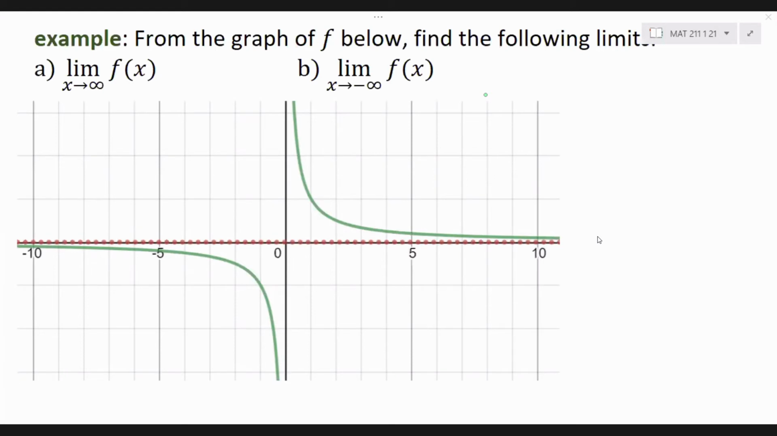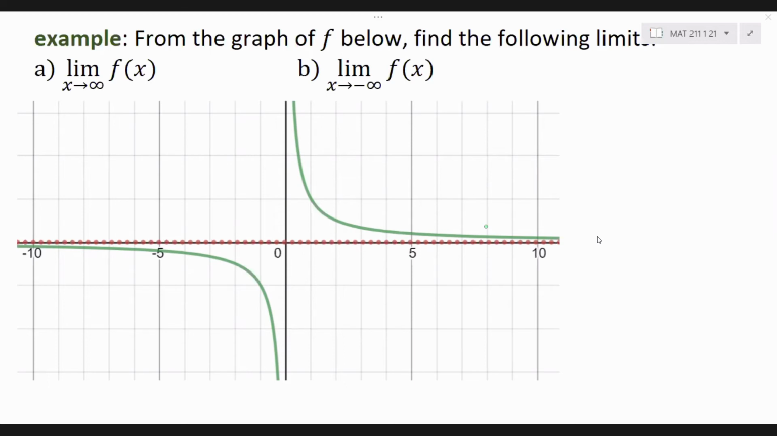About 59% chose 0. A few chose 1. We have some votes for infinity and some votes for negative infinity. So before I say which of these answers is correct, let's look at what's going on here.